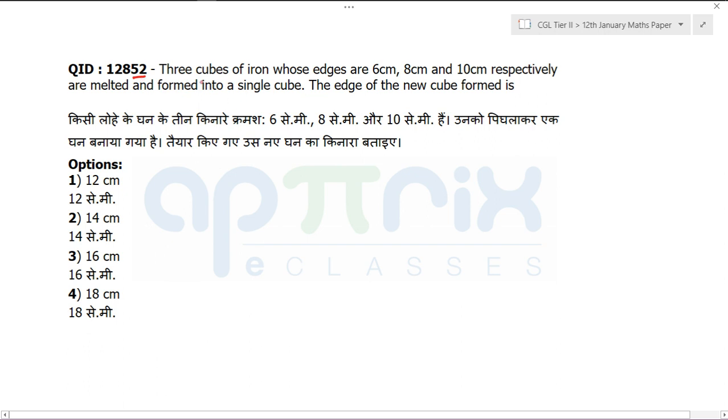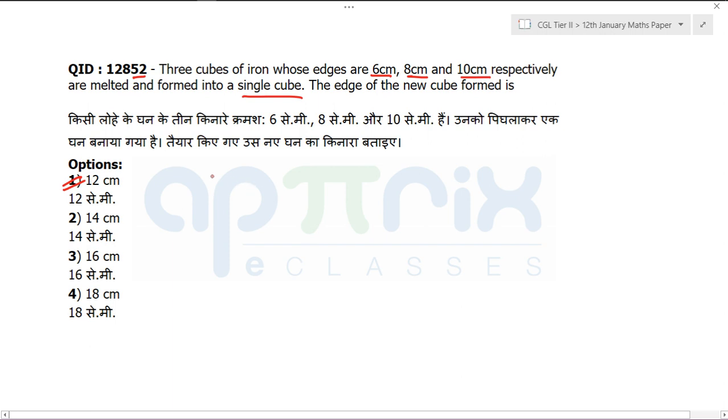Question number 52 says 3 cubes of iron whose edges are 6 centimeter, 8 centimeter, 10 centimeter respectively. We have to find that if they are melted and form a single cube, then what is the edge of the new cube? How much time will you take to mark it? I think you should not take any time. You should mark 12 as the answer. I'll tell you how I did it so quickly.